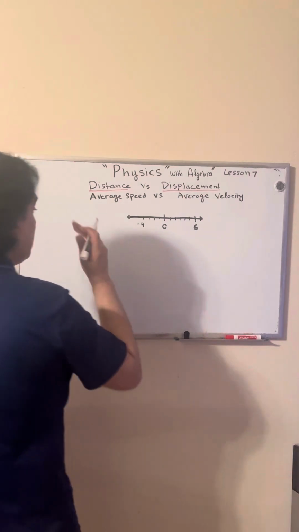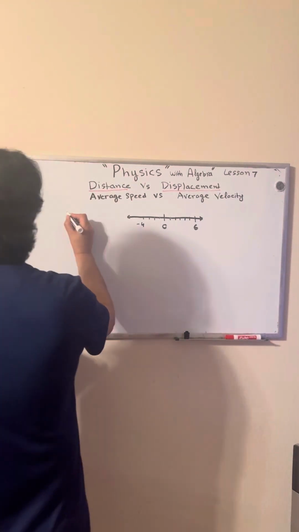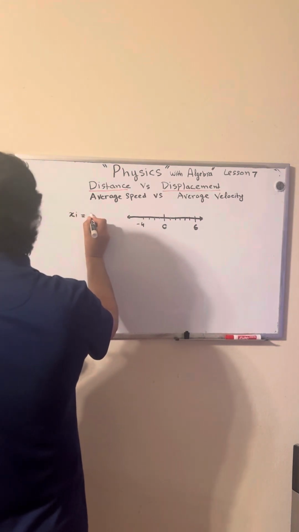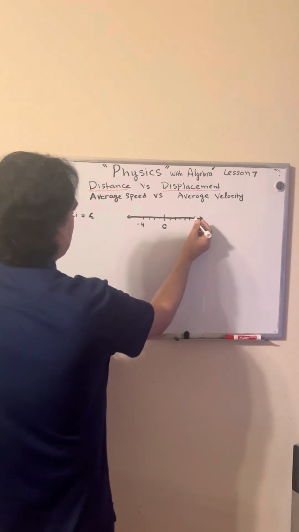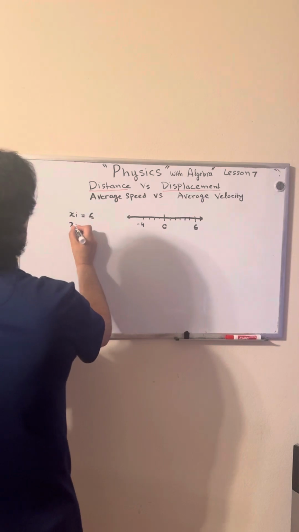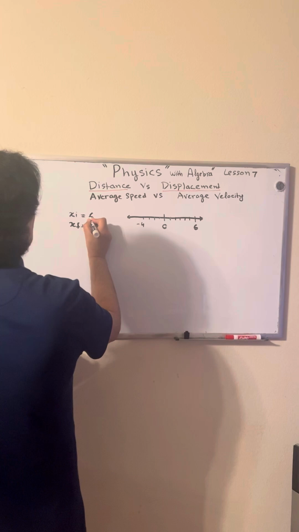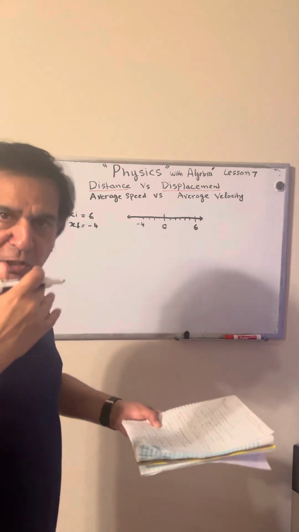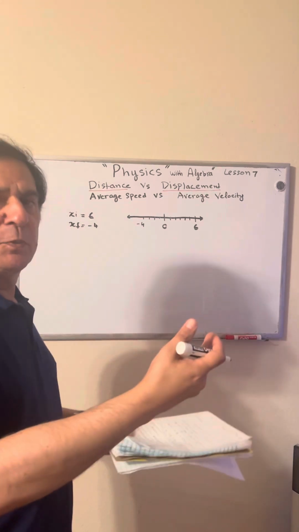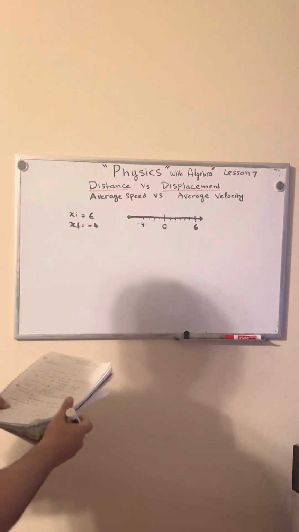Now, initial point where you are right now, okay, has been given as xi is equal to 6. So you are right here. That is your home, okay? Your final point is -4, okay? Now that is your destination wherever you're going. It could be your school, it could be your church, it could be a shopping mall, whatever, all right?